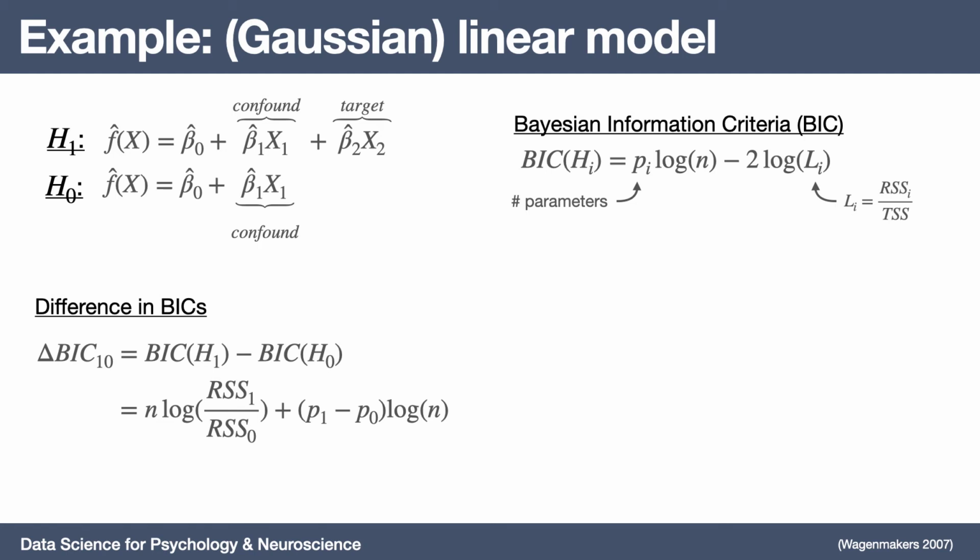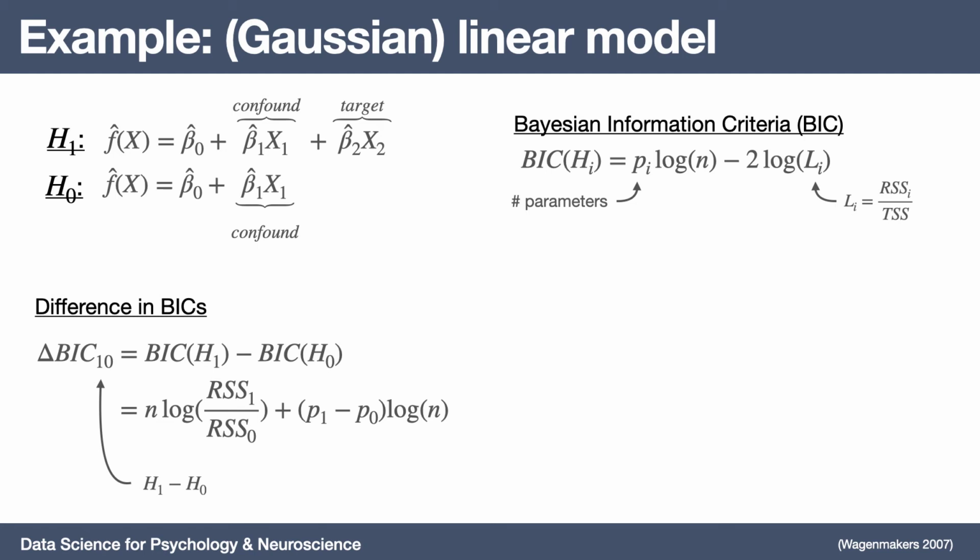It's another way of reframing the difference in BICs here. Now again, just notice that I'm showing evidence for the alternative minus the null. And one of the reasons is that your alternative hypotheses are often more complex than your nulls. So it will have more parameters.